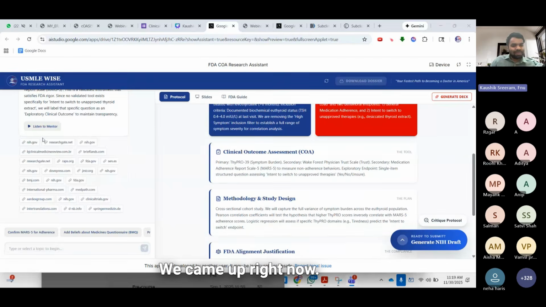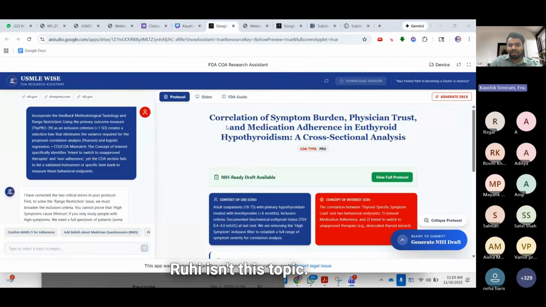We came up with this right now, Ruhi. Isn't this topic very innovative? It does. It addresses a really glaring discrepancy and a glaring absence in the current medical literature. Like, how do we navigate a system where patients are coming up to you and saying, you don't trust me anymore, you don't listen to me anymore. So that's a very interesting way to approach medical research, to put the patient first rather than to look at the convenience of doctors first.